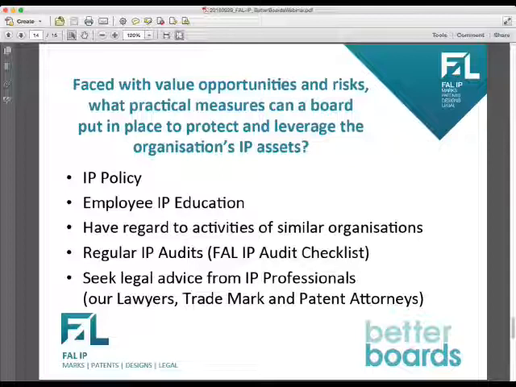Yeah. And for an organization that's never done an IP audit, you can think, well, where do I start? This checklist will be easy. And of course, the last point being just seek legal advice from IP professionals. We're lawyers, trademark and patent attorneys, so we can assist with any more detail around identification, capture, potential infringement issues, IP policy, staff education, the whole lot.